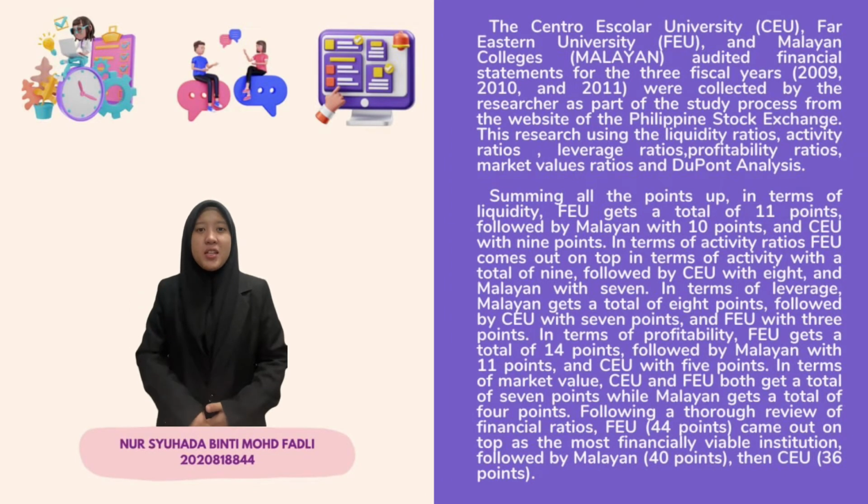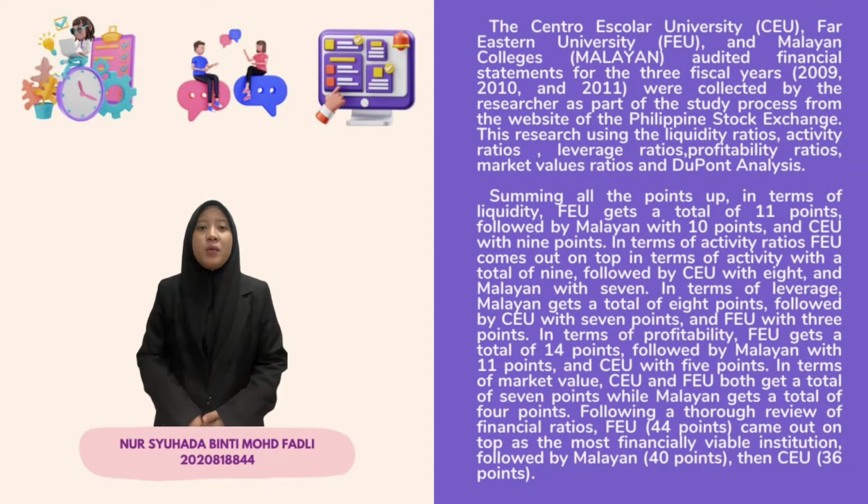The three university data were collected by the researcher as part of the study process from the website of the Philippine Stock Exchange. Summing up all the points in terms of liquidity, Far Eastern University gets a total of 11 points, followed by Malayan with 10 points and Central Escolar with 9 points.